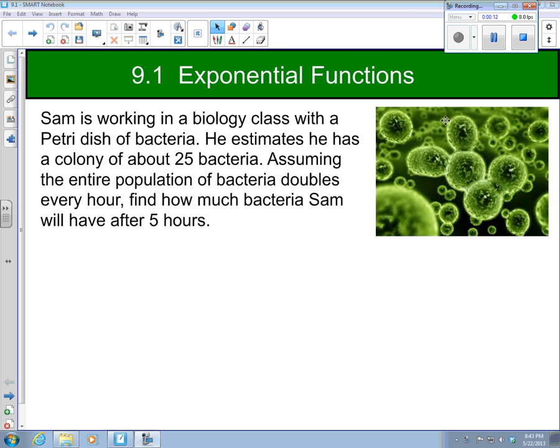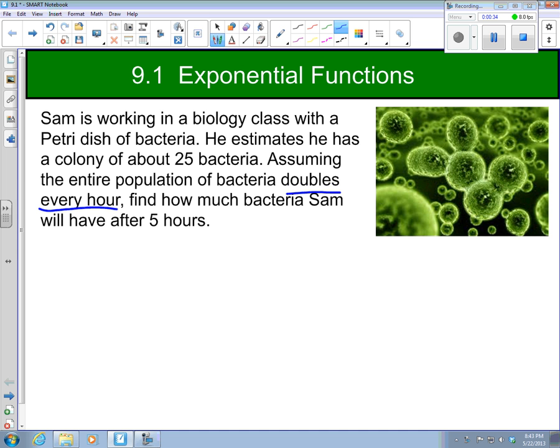Mostly we're going to be graphing them today. But to explain what an exponential function is, Sam is working in a biology class with a petri dish of bacteria. He estimates he has a colony of about 25 bacteria. Assuming the entire population of bacteria doubles every hour, find how much bacteria Sam will have after 5 hours.